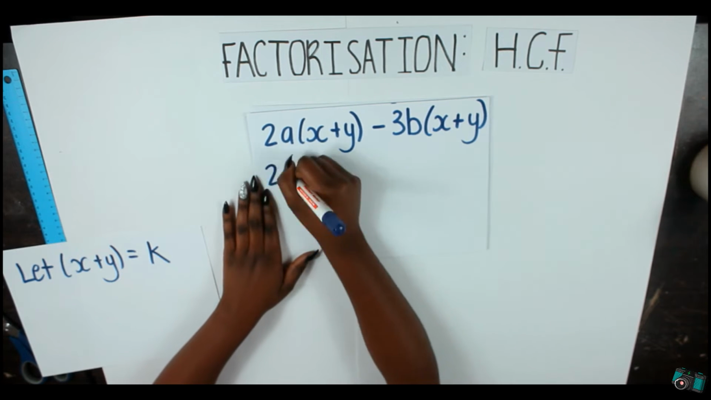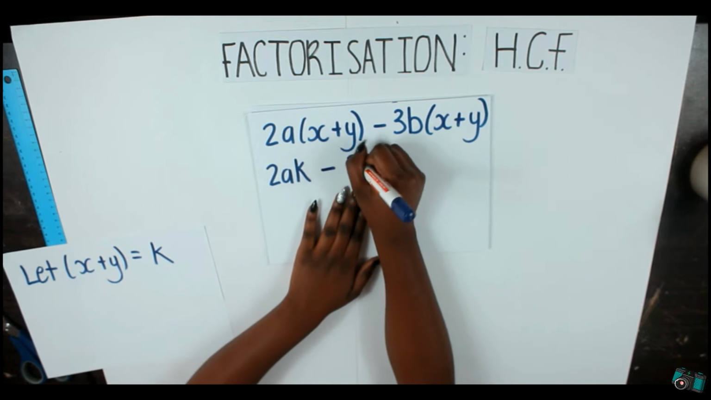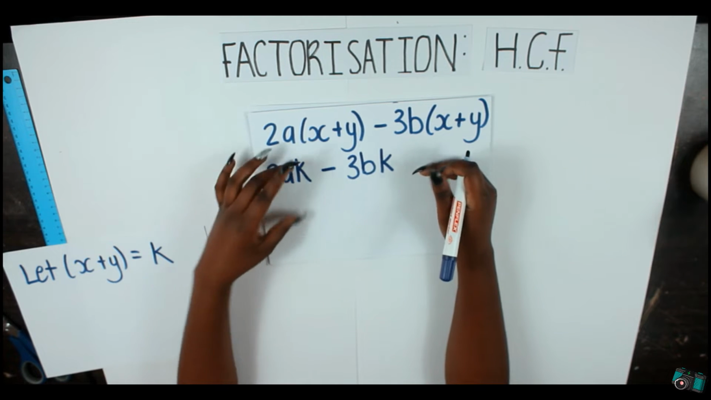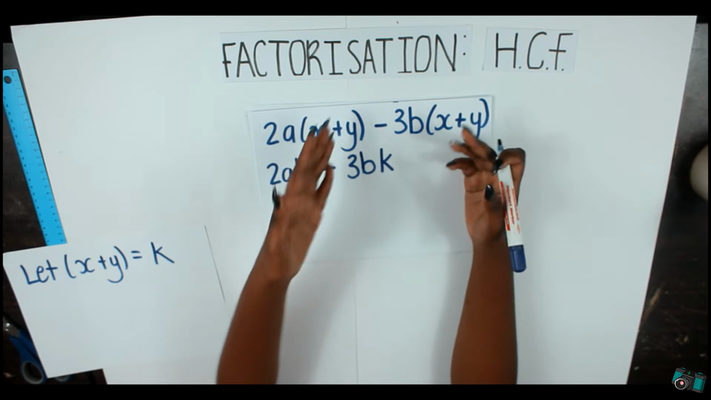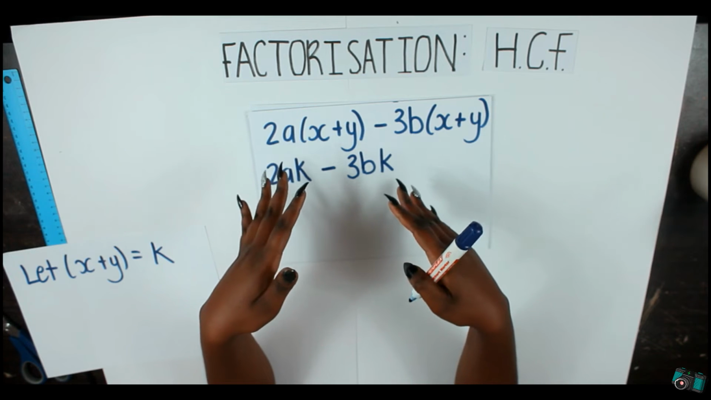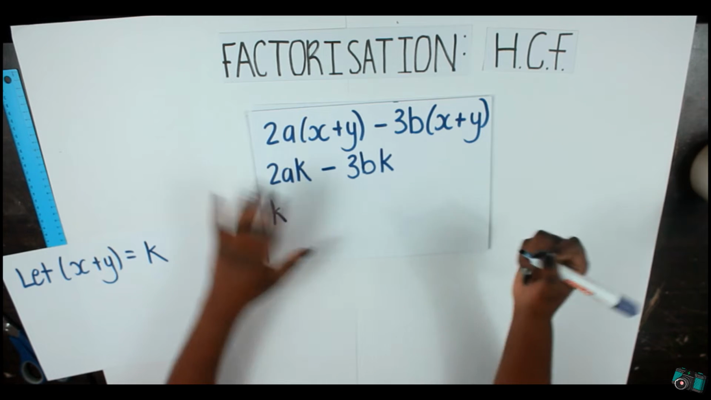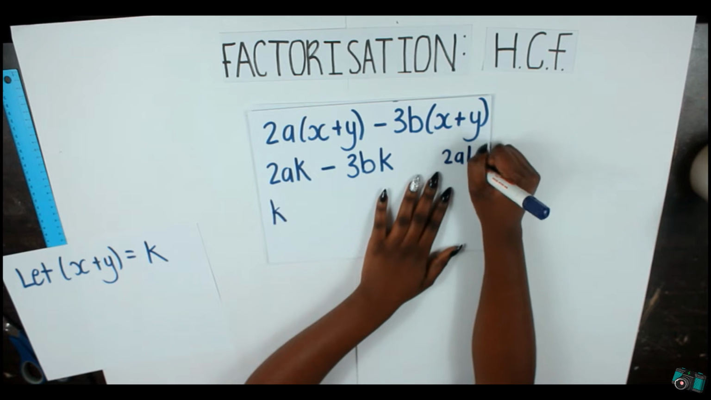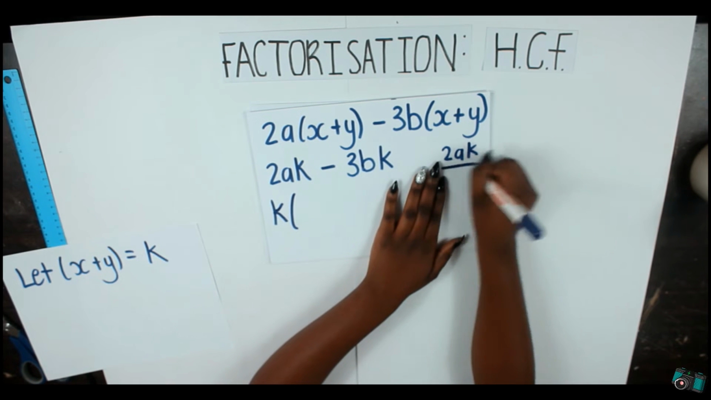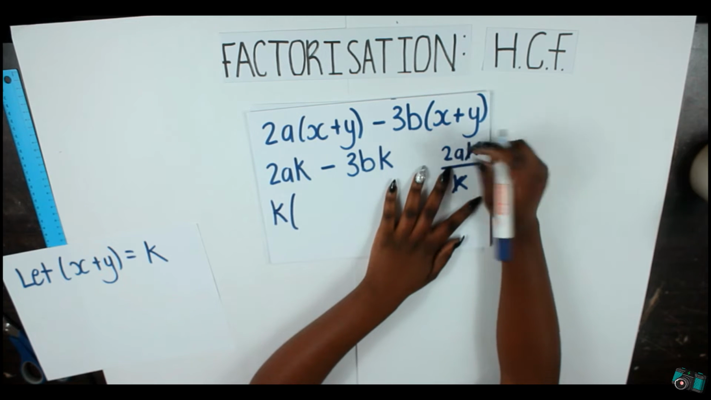So 2a k minus 3b k. Now when you look at this, you can immediately see k. You could take out the x plus y and work with it, but you want it to be simpler. You just want to see it, right? So what's common is the k. Okay, take the k out, and then you have open bracket, 2ak divided by k. K cancels out and you have 2a left.